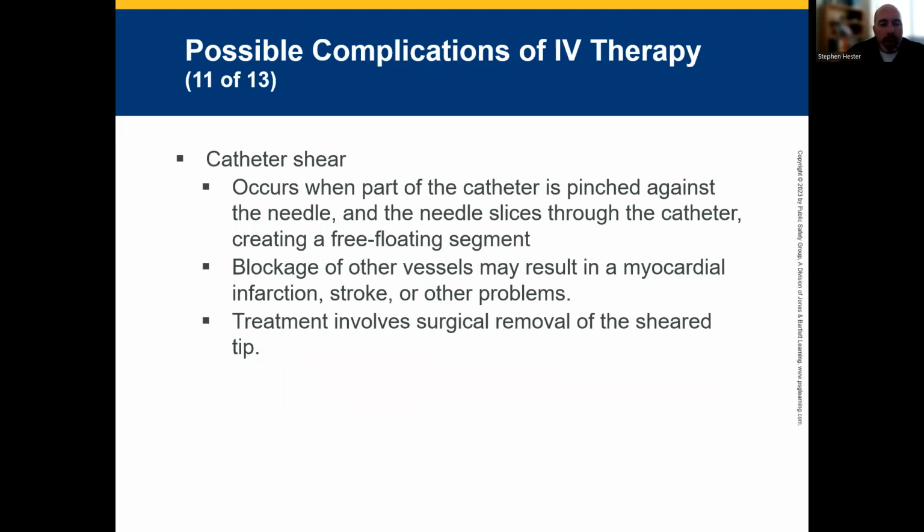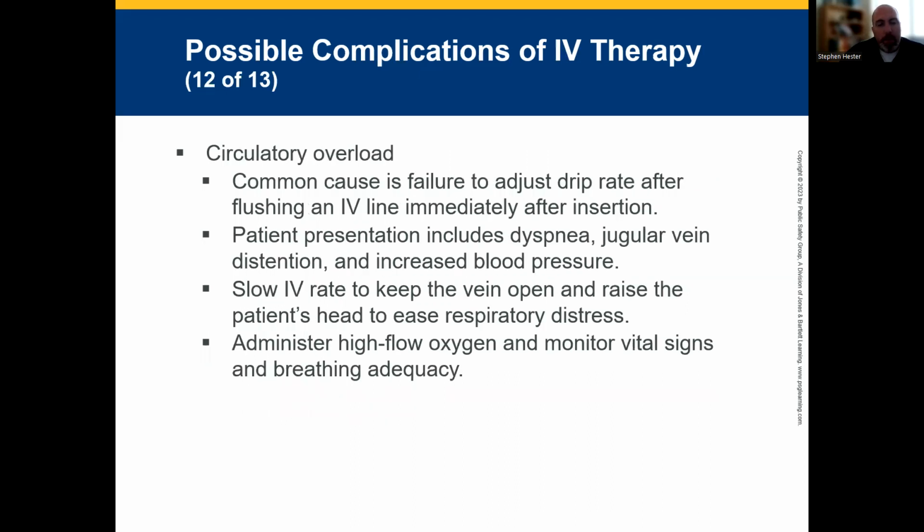All right, catheter shear can happen. The catheter just shears, creating a free flow inside the vessel itself. So you just possibly have to remove it and pick another site. Circulatory overload, be careful with this. This is why you need to possibly use the saline lock so that this doesn't happen. So cut the IV access off, and then treat your patient appropriately for fluid overload.